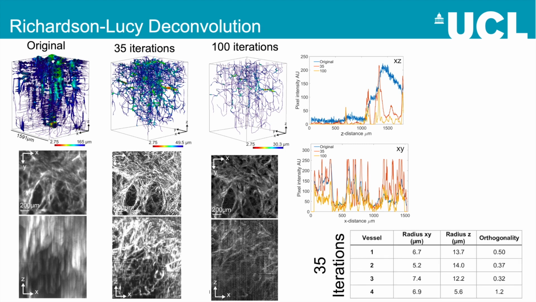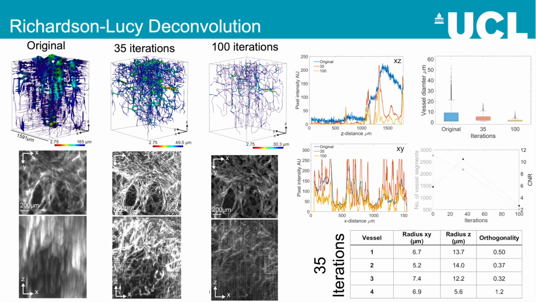So what we did is we actually only looked at the orthogonality in 35 to see if we'd hit our initial orthogonality criteria. So we looked at 4 different vessels, and you can see that actually we haven't quite hit the orthogonality measure apart from in that last vessel 4. We also looked at the same metrics of vessel diameter distribution, number of vessels, and contrast to noise.